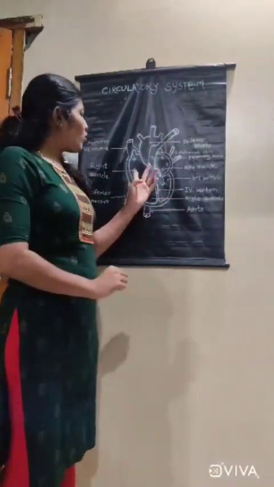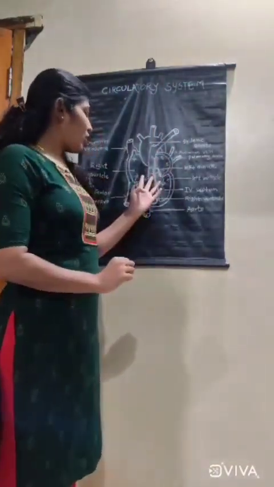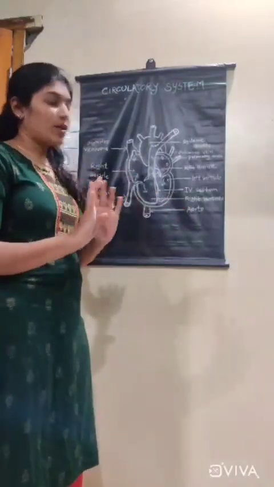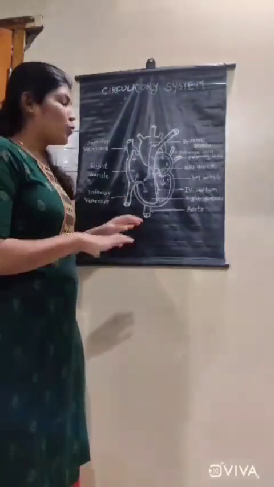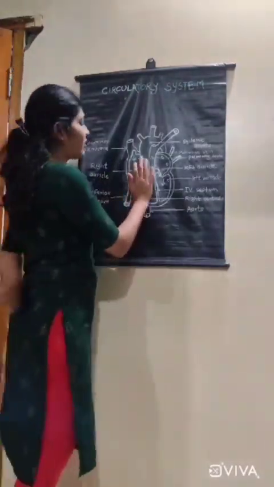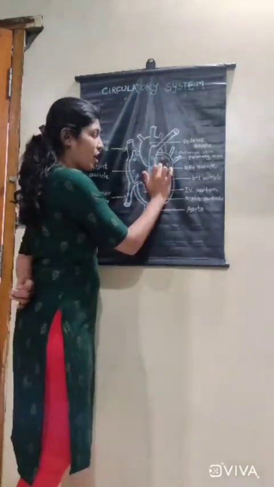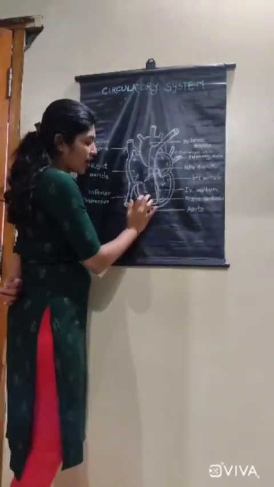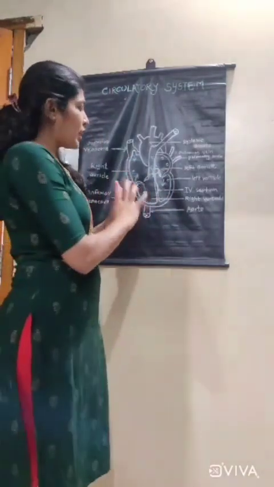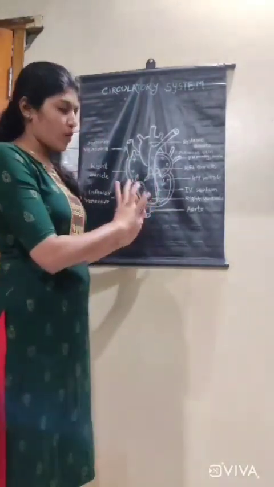So we all know that our heart is a four-chambered heart. Like a crocodile, our heart is also four-chambered, and we are warm-blooded. So there are four chambers. This one is the right atrium. This one is the left atrium. This one is the right ventricle, and this one is the left ventricle. These are the four chambers of our heart.